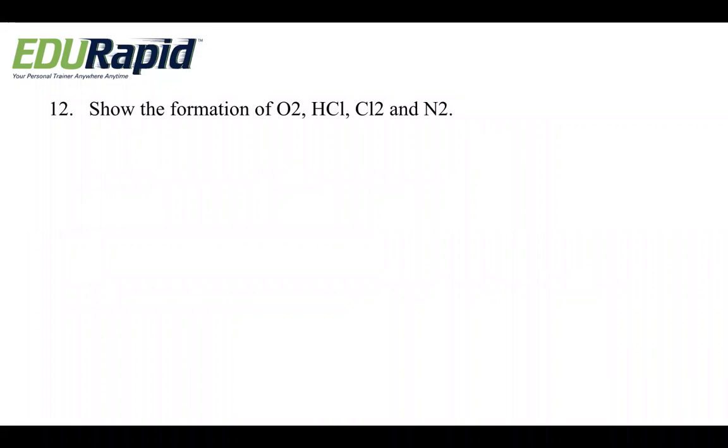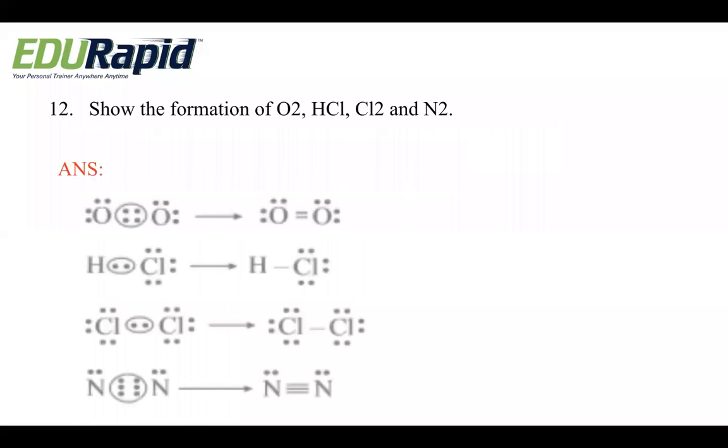Twelfth one. Show the formation of O2, HCl, Cl2 and N2. We have studied these while studying the types of covalent bonds. There is the oxygen molecule, chlorine molecule, nitrogen molecule and HCl. In the oxygen molecule, there is a sharing of 2 electrons each. This is called the Lewis dot method. Lewis introduced this method to write the bonding between atoms. Here, in the oxygen molecule, there is a sharing of 2 pairs of electrons, forming a double covalent bond.